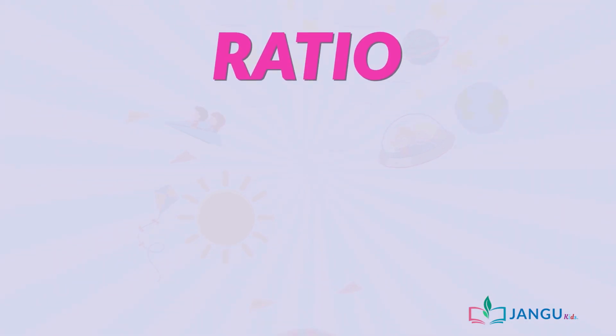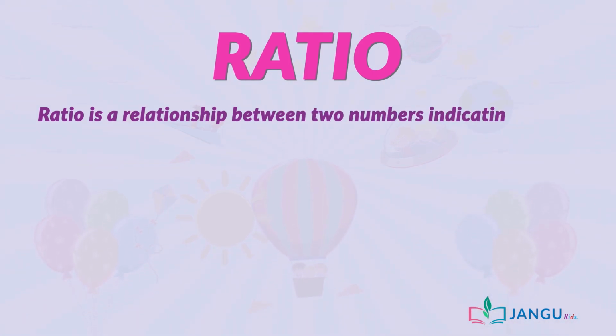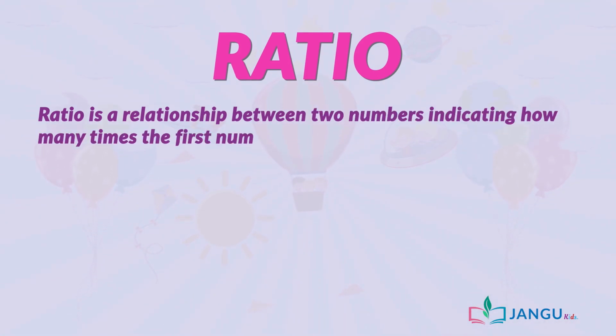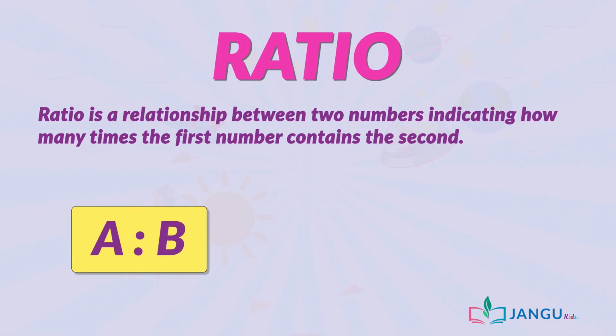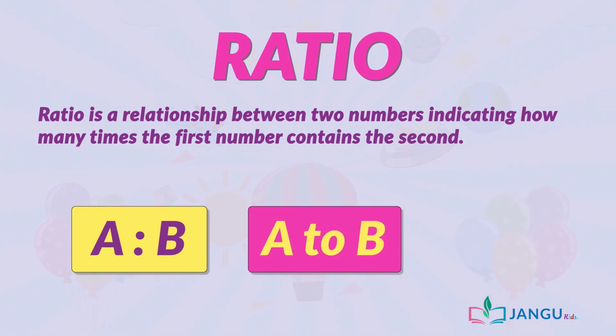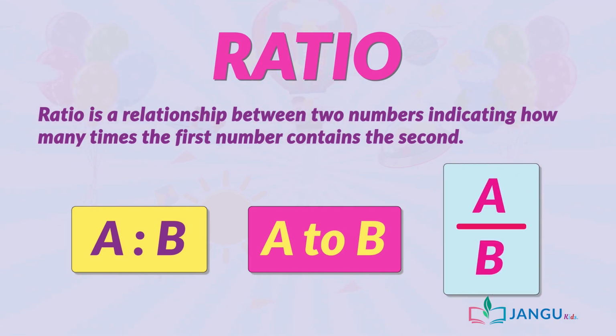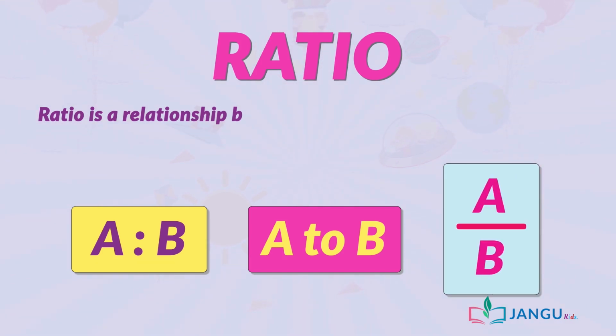We'll start our lesson with the definition of ratio. Ratio is the relationship between two numbers indicating how many times the first number contains the second. Mathematically, there are three specific formats to write ratio. You can write it with a colon separating two numbers, or you can choose to use the word "to" in between the numbers. Also, you can write it as a fraction. They all mean the same thing.